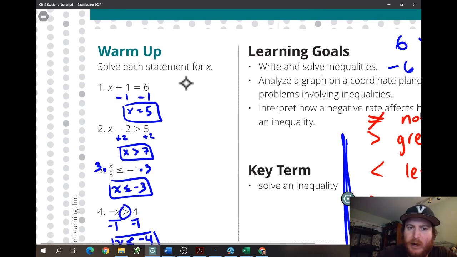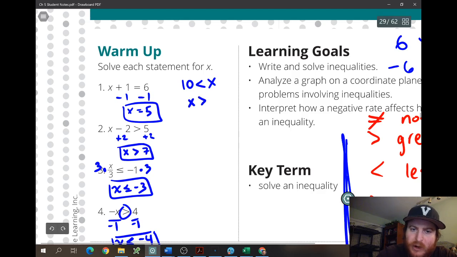Okay, to show you why that is, let's imagine another statement, like 10 is less than x. This is written backwards, but since 10 is smaller than x, what would be a number that would work here? 12 would work, 13 would work, 100 would work, right? So if I read it backwards, if 10 is smaller than x, then backwards, x has to be greater than 10.